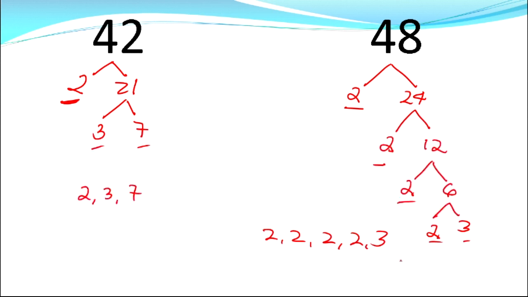So, for the 42, meron tayong 2, 3, and 7. That is actually 2 times 3 times 7. That's going to be equal to 42. Sa 48 naman, that's going to be 2 times 2 times 2 times 2, and then times 3. That will be equal to 48.